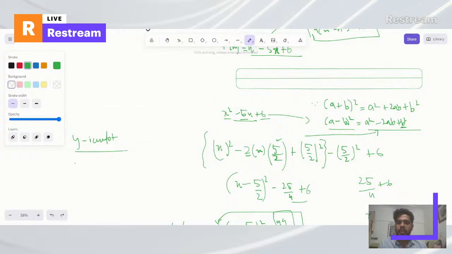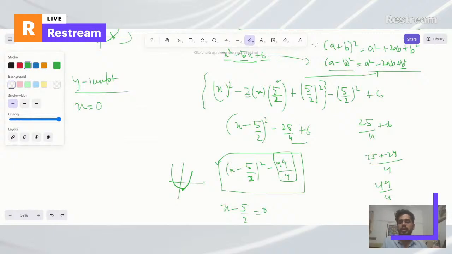Y-intercept is a point where our x equals 0. So the y-intercept is a point on the graph where the line cuts the y-axis. This point right here is called a y-intercept, and this point right here is called an x-intercept. So there are two values of x-intercept and one value of y-intercept.